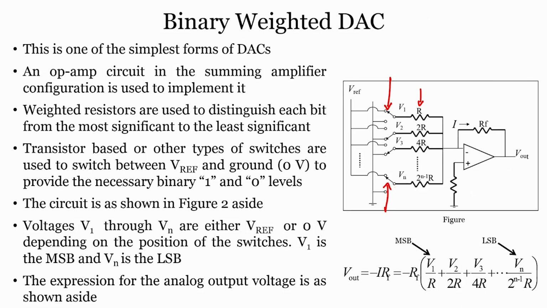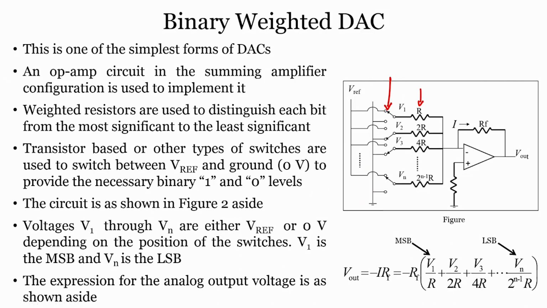In this circuit, voltages V1 through Vn are either V reference or 0 volt depending on the position of the switches. If it is connecting here, it is V reference; if it is not connecting, it is 0. Or if it is connecting in a different direction, let us say V3 is connected to ground, then this will be 0. V1 is the MSB and Vn is the LSB.